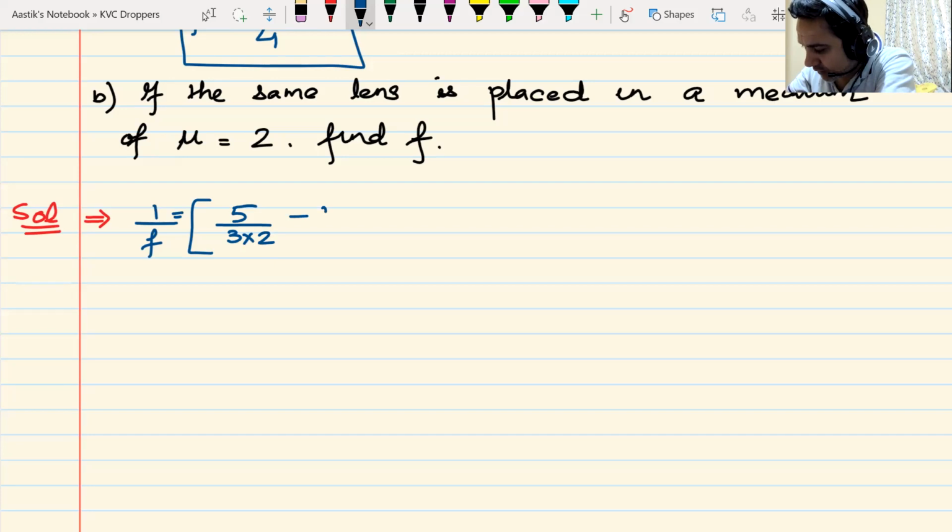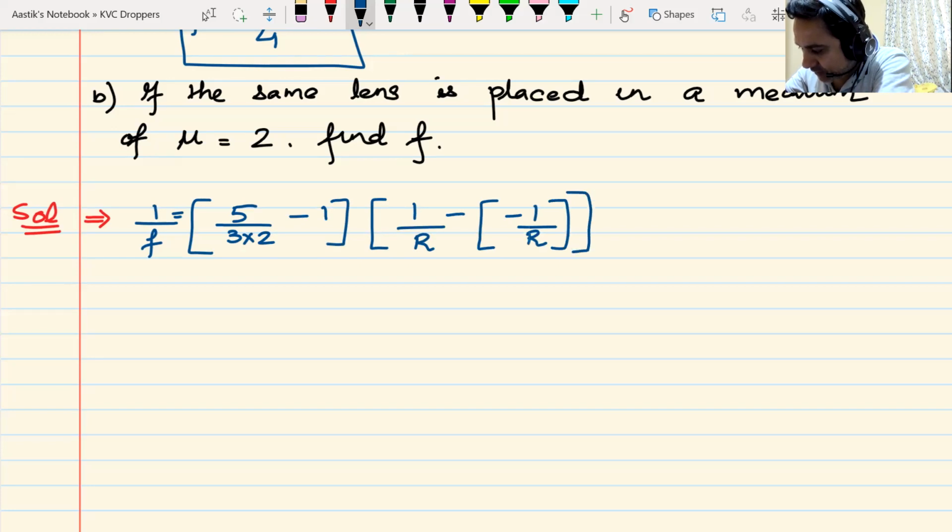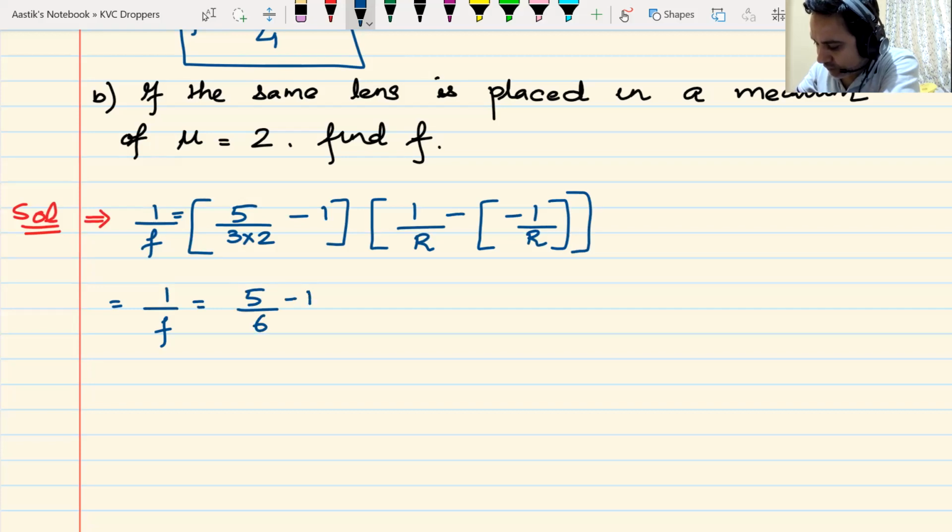Yes, sir. Minus 1 multiplied by 1 by R1. Here R1 is positive, it will be taken as R. Yes or no? Yes, sir. Minus 1 by R2. Here R2 is negative, it would be taken as minus R. Yes or no? If I solve this, 1 by F will be equal to 5 by 6 minus 1.